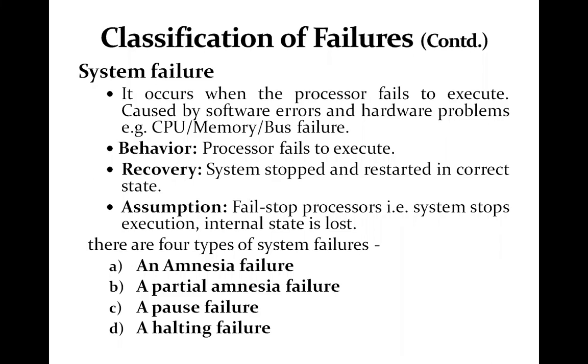The third one is pause failure. This pause failure occurs when the system restarts in the same state it was in before the failure. And the halting failure occurs when the system crashes and never starts again. It is not going to start ever. So these four kinds of failures come under the category of system failure.